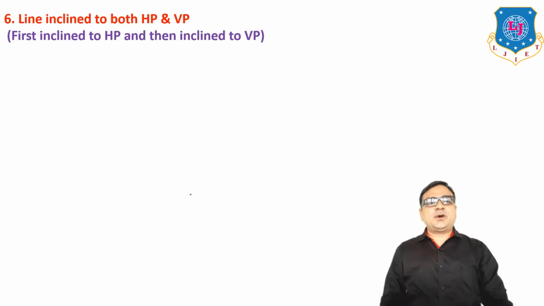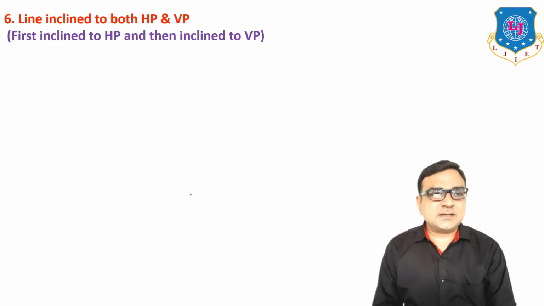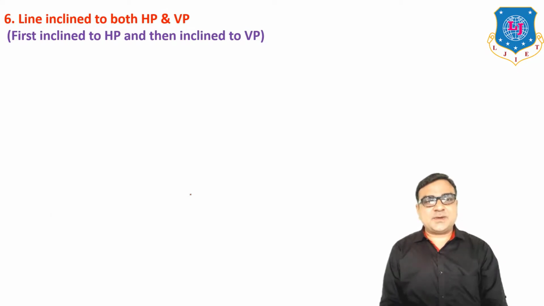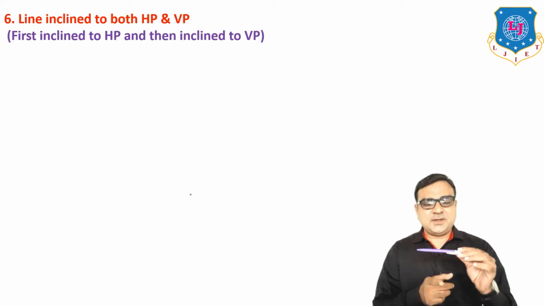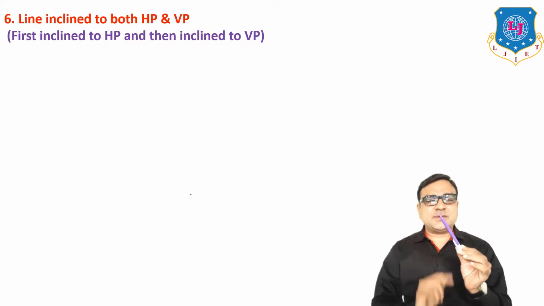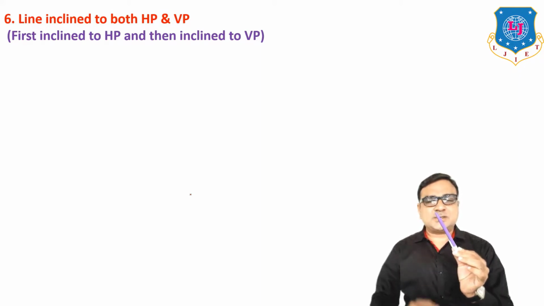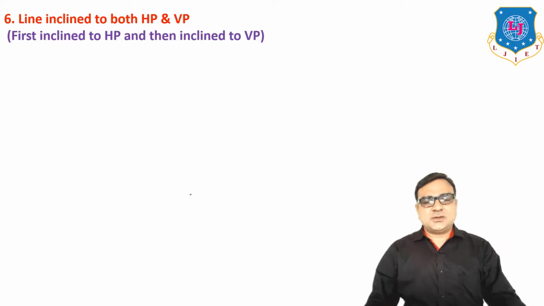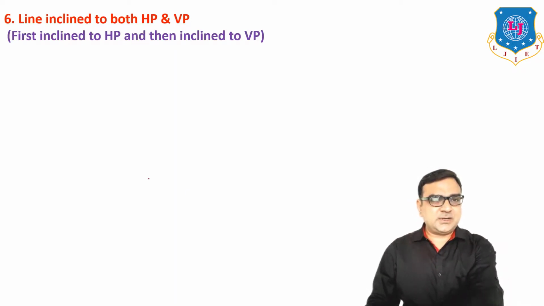Now a very important case is case number 6. The line is inclined to both reference planes, meaning both HP and VP. If you incline the line with HP as well as VP, the front view and top view of this type of line are both less than true length. So how to solve it? Let us see. First, we have to incline the line with HP and then incline it to VP.